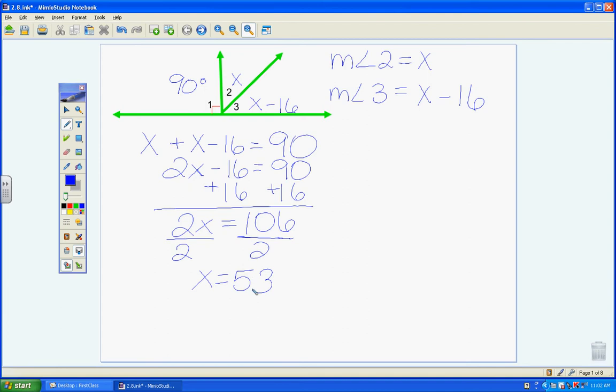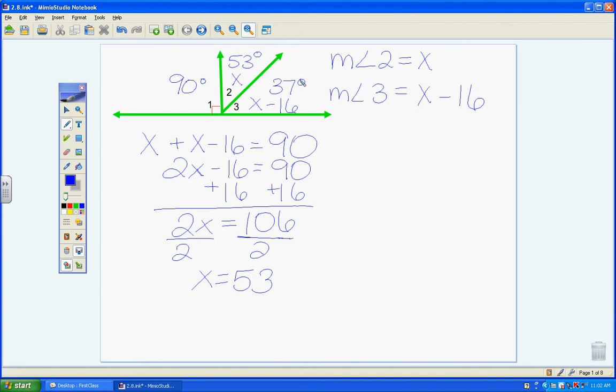So, if x equals 53, what's the measure of angle 2? It's just 53 because it was just x. Well, the diagram doesn't have to be exactly correct as long as you're solving the equation correctly. So how would I figure out what the measure of angle 3 is? 53 minus 16 because it was x minus 16. And what do we get?